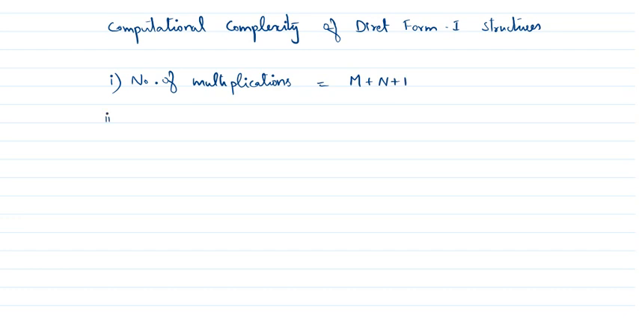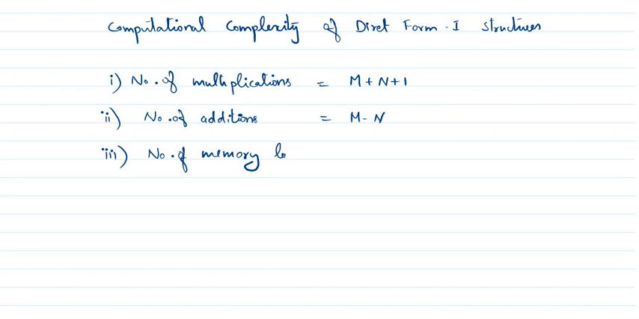The second point is the number of additions in the system. That will be m plus n times. Okay, and the third point is the number of memory locations needed. This is the important factor. The number of memory locations needed is equal to m plus n plus 1. Okay, this much is about direct form 1 realization of IIR filters.